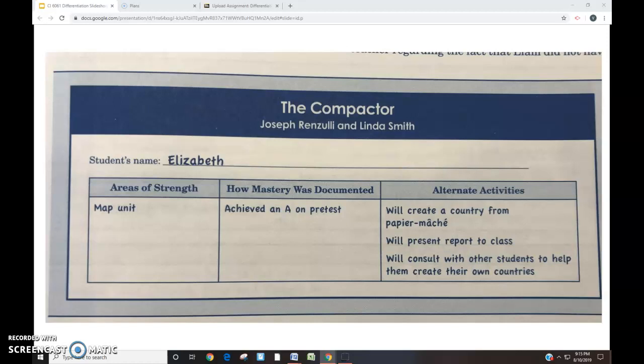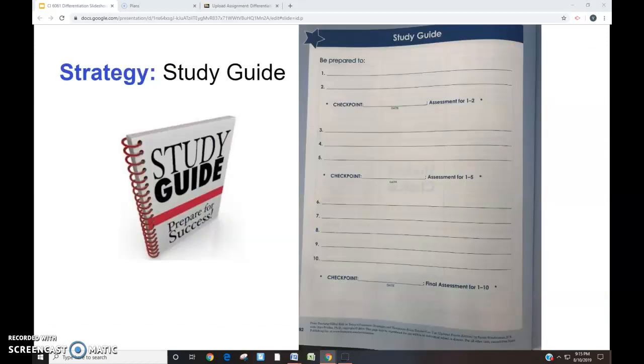Here's an example on this slide. Elizabeth is a very strong student who has an understanding of directions and finding locations on a map. On her pretest, she earned an A. Since she has mastered the content skill, she will complete the following activities by the end of the unit. Create a country from paper mache, present a report to the class, and consult with other students to help them create their countries. A key question for teachers is, how would students benefit from compacting in your classroom?